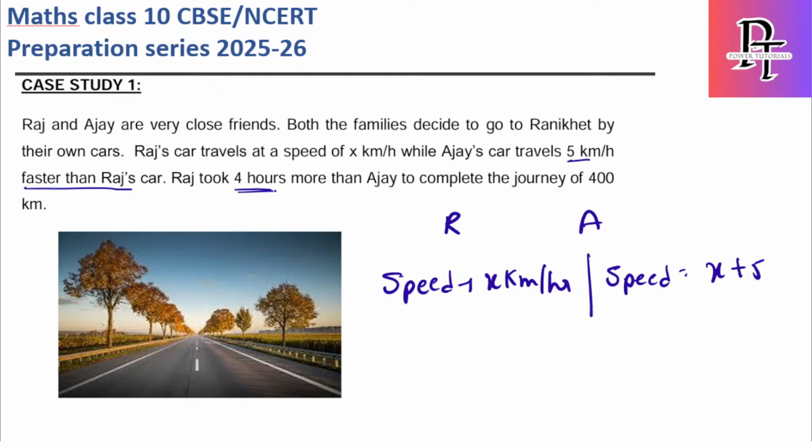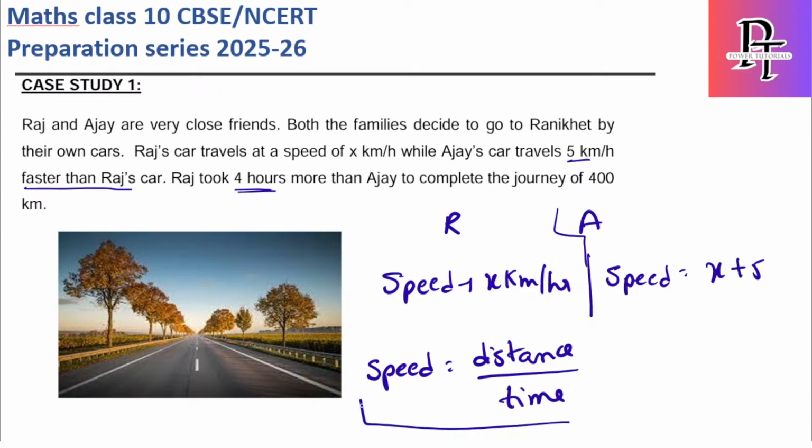Raj took 4 hours more than Ajay to complete. Why? Because his speed is high, so definitely Ajay will take less time to reach Raniket. So what is the speed formula? This is important to solve this type of questions. Speed formula is distance by time. This is very important.